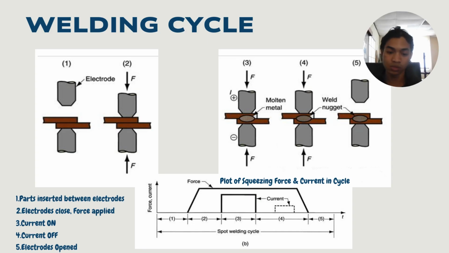Then we open the electrodes and the force is removed. We also can see the graph over there: from number one to number two, the force is inclined, and it inclines the same way for the current, and then from number 4 to 5, the current will go down because we turn off the current. After that, that's how the part is finished with this welding.